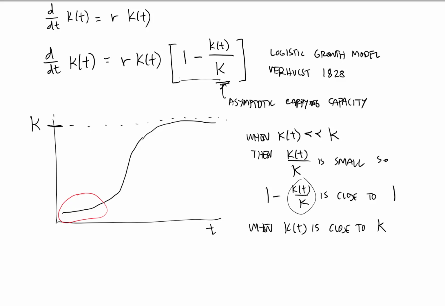Let me say one last thing. When k of t is greater than K, if k of t is bigger than K, then 1 minus k of t over K is going to be negative. And that means that the change in k of t over time is going to be negative. And so that means that the population declines. So if we're up here, then over time, it's going to decline back down to K.